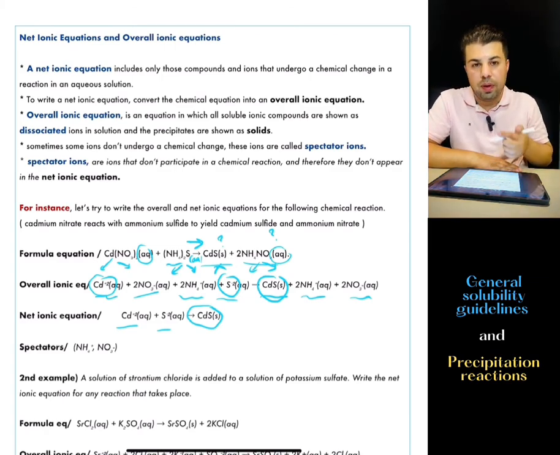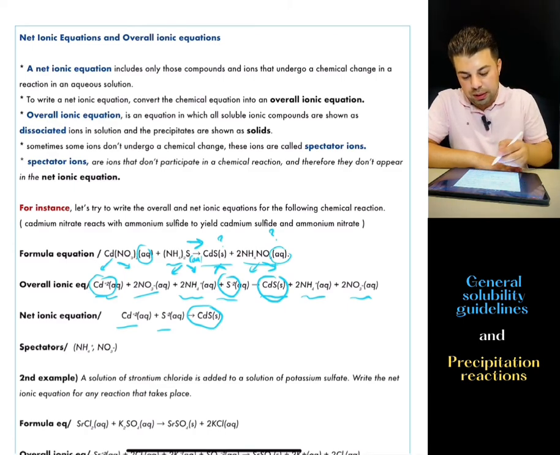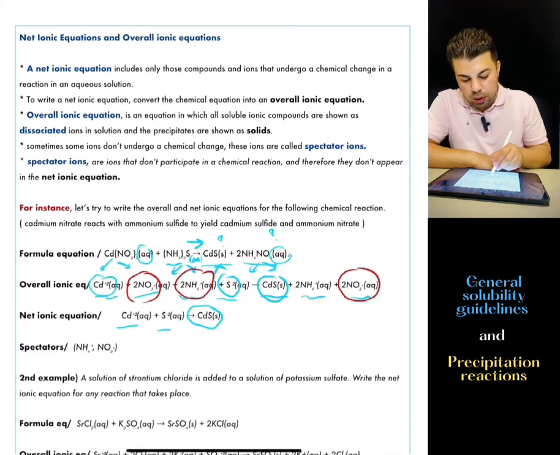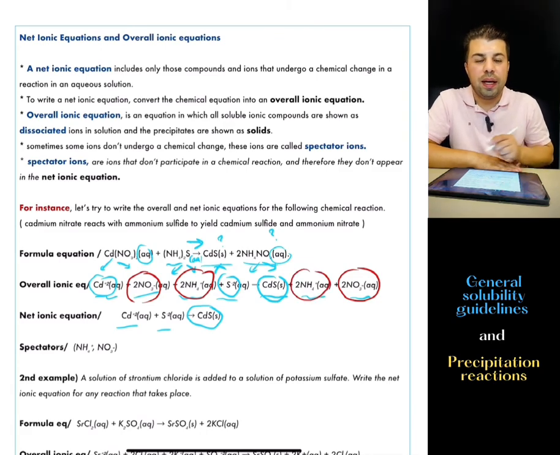In this example there are two spectator ions. Look on the right hand side, I have NO3 in aqueous form. On the product side I have NO3 in aqueous form, and NH4 and NH4, so again NH4 and NO3 are spectator ions.